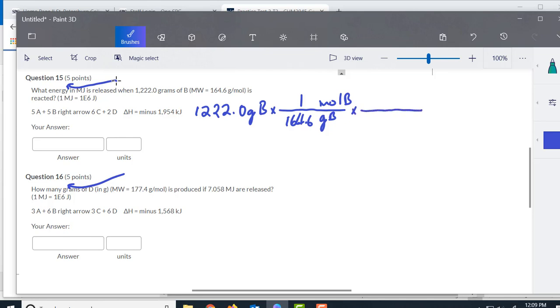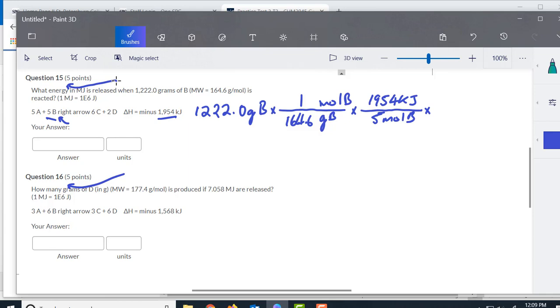Next we need a relationship between the energy and the number of moles of B. Now from the actual reaction we can see that we've got 5 moles of B here, and the amount of energy released is minus 1954 kilojoules. Now I'm not really that interested in the minus, I'm only interested in number of grams, so I can drop off the minus here so I can get a positive number of grams at the end. And we've got 1954 kilojoules, and that's for 5 moles of B. Now the 5 here comes from the coefficient in the reaction.